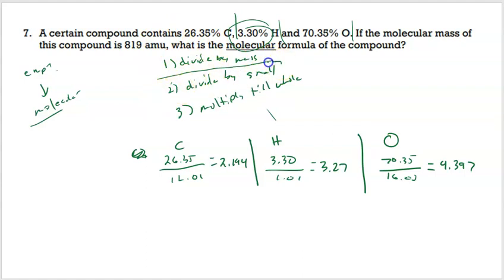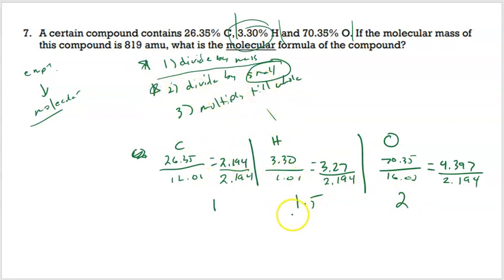Next I'm going to divide by my smallest number, which is this one. So I'm going to divide each of these by 2.194. And what I get with that is a ratio of 1 to 1.5 to 2. All right? So I divided by the mass. I divided by the small.